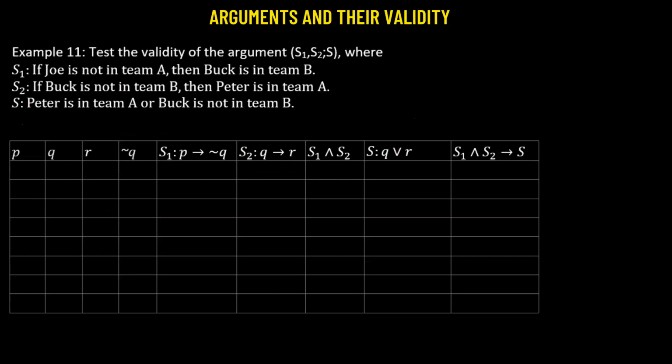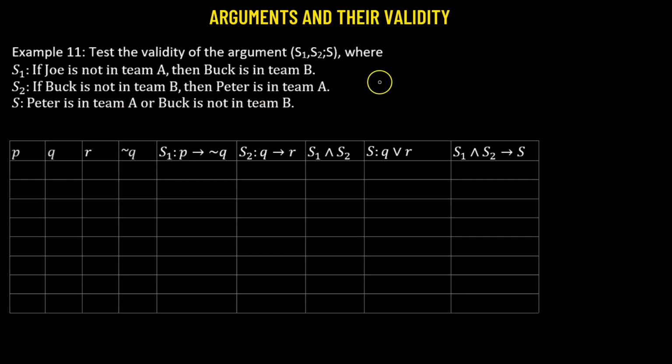So here we have two hypotheses. If Joe is not in team A, then Buck is in team B. Hypothesis 2, if Buck is not in team B, then Peter is in team A. And the conclusion is that Peter is in team A or Buck is not in team B.